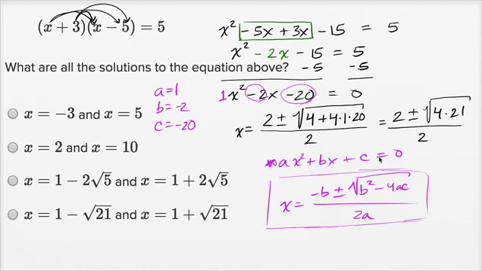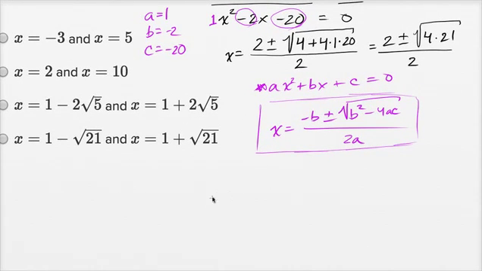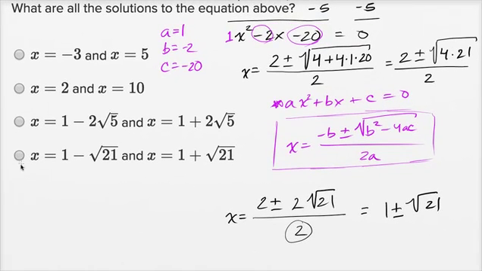And I'll scroll down a little bit to get a little bit more space. x is going to be equal to 2 plus or minus the square root of 4 times the square root of 21, which of course is 2 times the square root of 21, all of that over 2. So if you divide each of these by 2, which we are doing right here, it's going to be 1 plus or minus the square root of 21, which is this choice right over there.